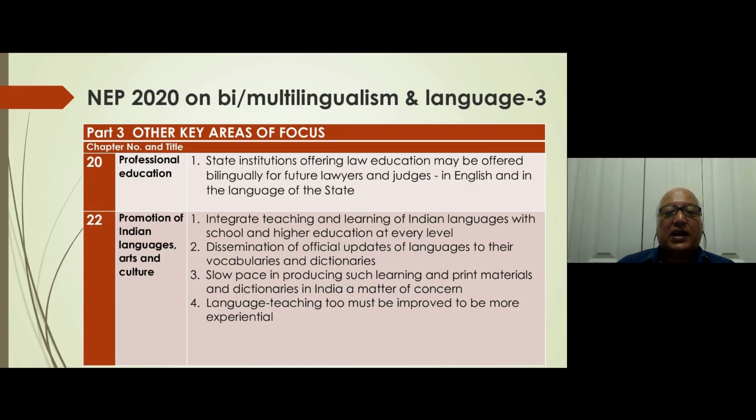So there is a suggestion that there will be a continual updating of vocabulary, so that they are not just museum pieces lying in books and dictionaries, but the kind of expressions that are contemporarily relevant will find place in the dictionaries. That is a good sign of the dynamism that is being proposed in the NEP.